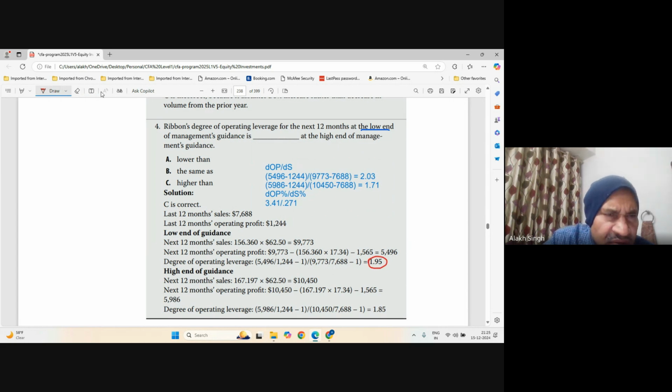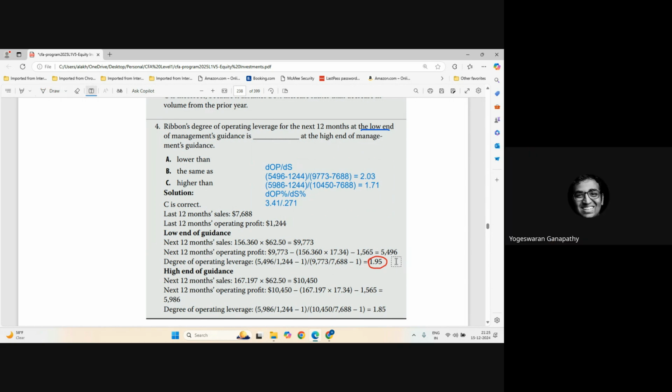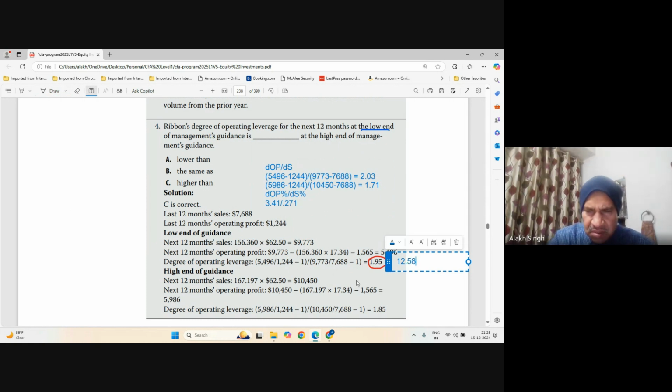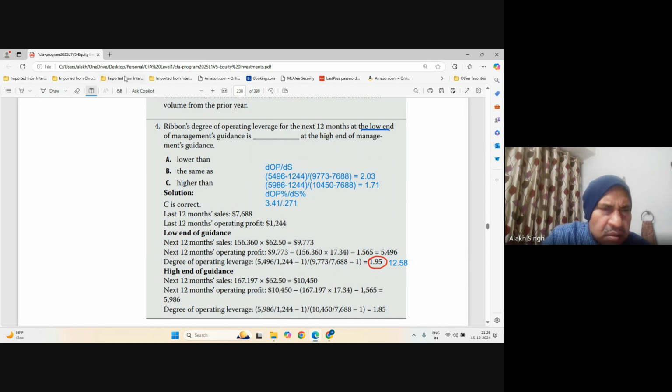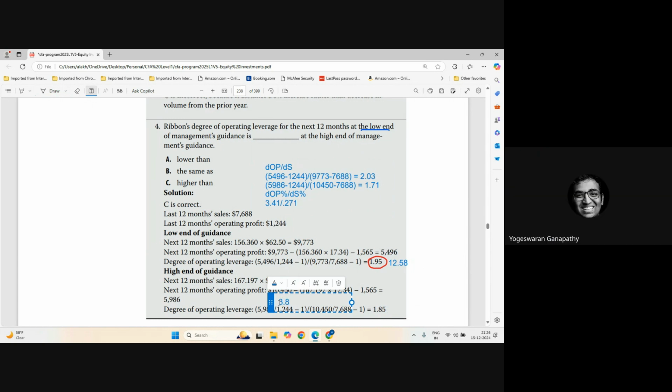So what is the correct value? How much? 12.58. 12.58 is the correct answer. Okay. And what about the other one? How much will this come? 5986 minus 1244 and divided by 1244. The numerator is 3.81. Okay, then 3.81, yes. This divided by 430 minus 7.